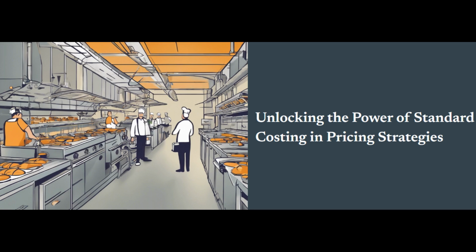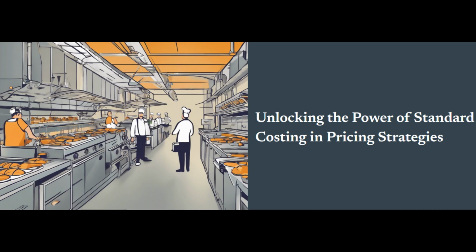The influence of standard costs on pricing. One of the primary ways that standard costing influences pricing strategies is through the calculation of the cost of goods sold. By understanding the standard costs associated with producing a product, businesses can accurately determine their COGS and use this information to set prices that will provide the desired profit margin. This is especially important in industries where profit margins are tight, and even small changes in costs can have a significant impact on the bottom line.